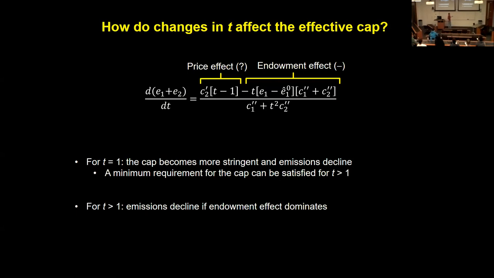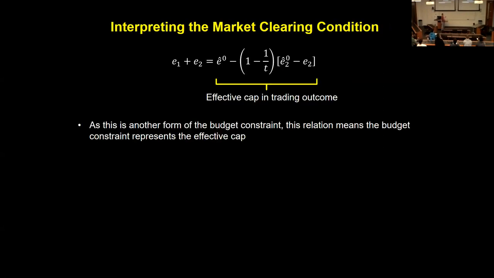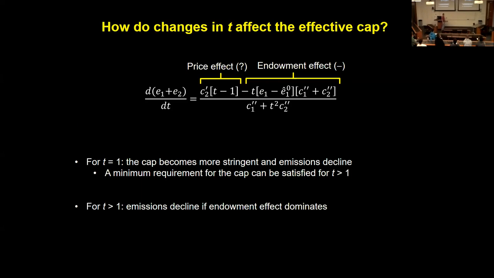For T equals one, the cap becomes more stringent and emissions decline. So if T is equal to one, this term disappears, the price effect goes away, and all we're left with is the endowment effect. And that endowment effect is negative. So if T is equal to one, then as you increase T from that point, your emissions should decline, which is essentially what we saw in the previous thing when I said if T is greater than one, the cap should decline. For T greater than one, the emissions should continue to decline as long as that endowment effect dominates. It could be that at some point the price effect starts to dominate, but at least initially, this should be a range where total emissions decline as T goes up.